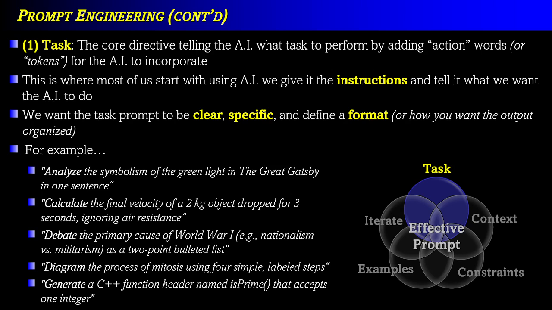Analyze the symbolism of the green light in The Great Gatsby in 1 sentence. Calculate the final velocity of a 2-kilogram object dropped for 3 seconds, ignoring air resistance. Debate the primary causes of World War I, for example, nationalism versus militarism, as a 2-point bulleted list. Diagram the process of mitosis using 4 simple labeled steps. And generate a C++ function header named isPrime that accepts 1 integer.